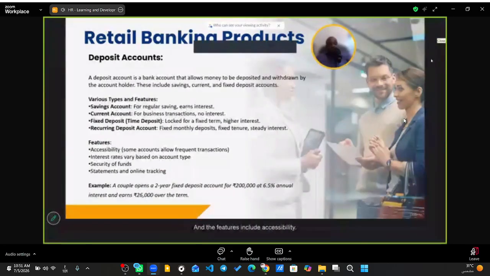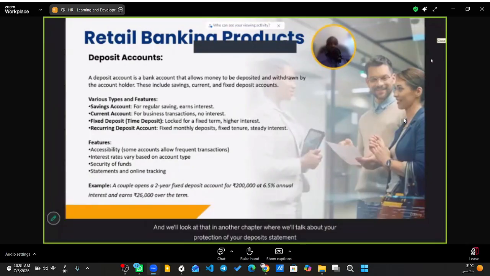And the features include accessibility. Some accounts allow frequent transactions. So you put your money in the bank as a deposit, and accessibility matters because then you need to get it out. You need to spend it, you need to allocate it to use it correctly. Interest rates vary based on account type, as mentioned previously, and security of funds, as we mentioned in another module, and we'll look at that in another chapter.